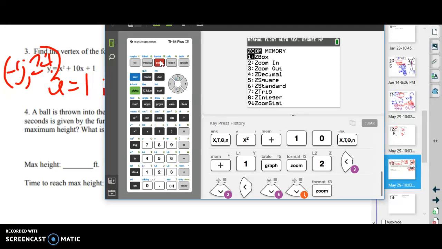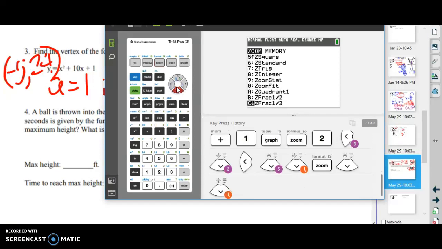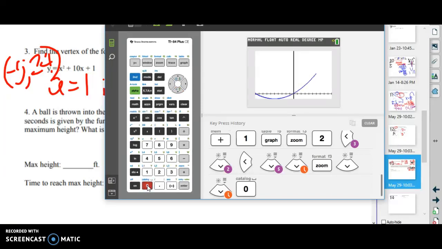Okay, so zoom. Let's try zoom. There's this one that's super pretty. I'm going to go zoom fit right here. So I'm going to hit 0. Zoom fit is super nice. Do you see? So it's down here, but I got to figure out what that is.